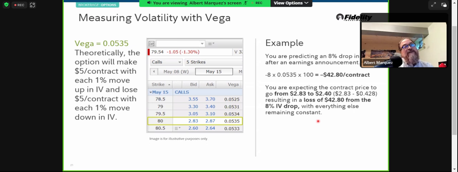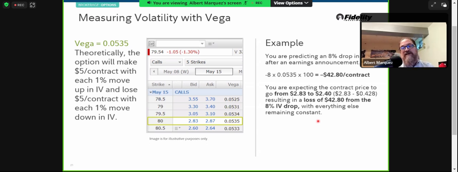And that really is the key, because how often does everything remain constant, right? There's always some kind of changes. But if we're looking at just this element in a vacuum, that is exactly what you can expect to see from your position. Remember, I said earlier, when we're talking stocks, it's pretty straightforward, right? We're just looking at the underlying price, it's up or down.